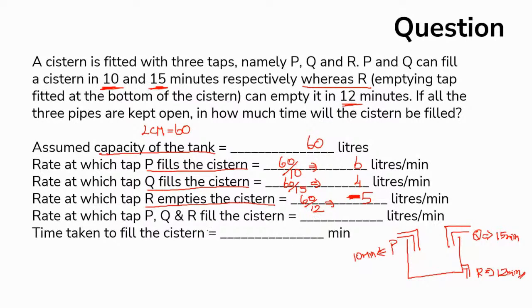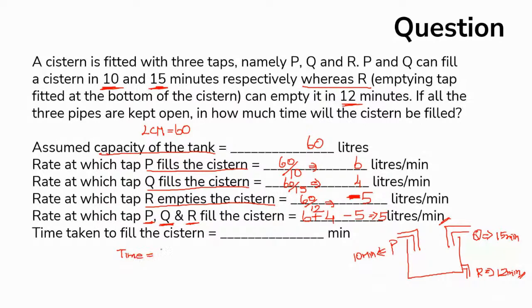So what happens is that pipe P tries to fill the cistern at 6 liters per minute, and pipe Q tries to fill the cistern at 4 liters per minute, and pipe R tries to empty the cistern at 5 liters per minute. So the first two pipes will be filling the cistern, and the third pipe will be emptying it. That means only 5 liters will be filled in a minute if all three pipes are kept open. And they have asked for the time taken to fill the cistern.